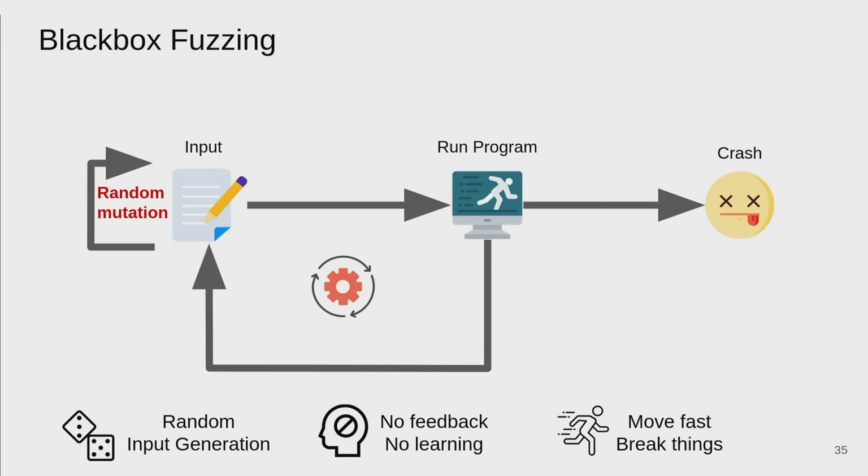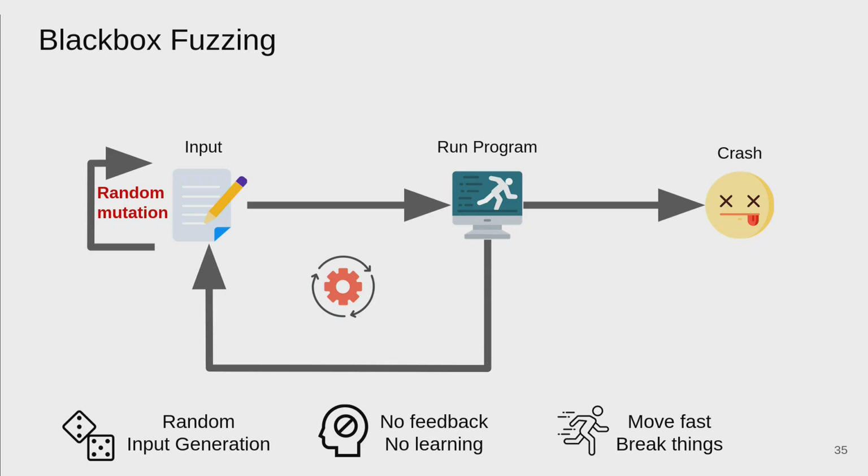Now, this worked reasonably well in the 90s, but as you can imagine, when programs are more complex, it doesn't really scale, because there's always going to be some blocks that the fuzzer cannot get past, and it's very limited in how deep it can explore into the program.